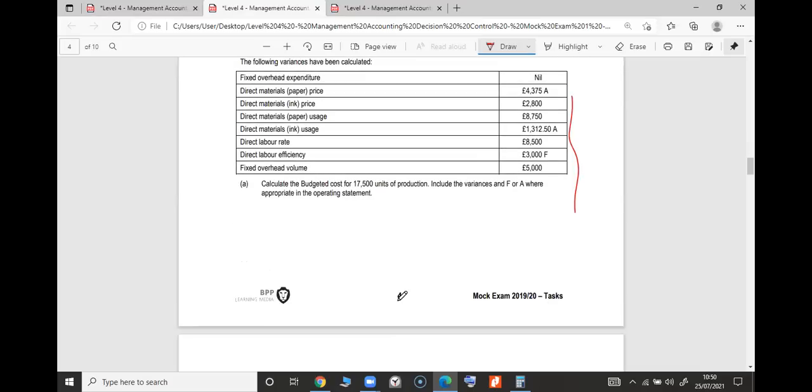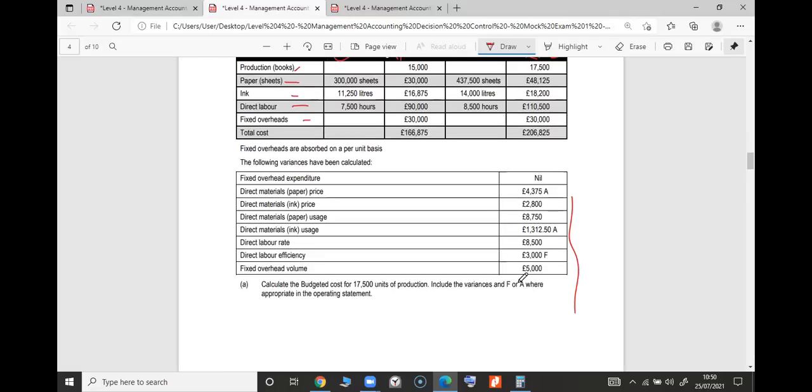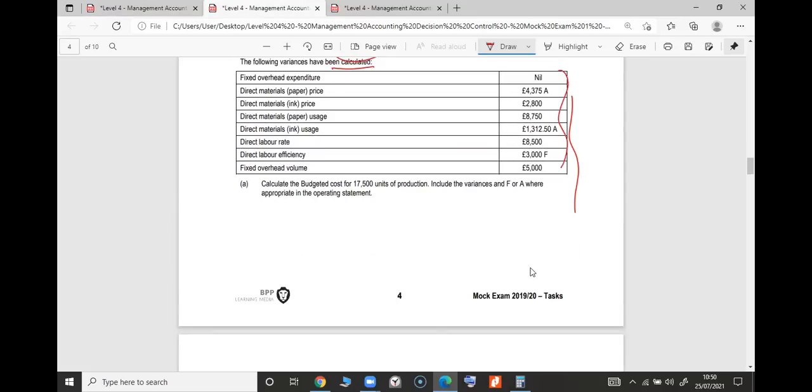Let's read the requirement first, because I can see this is an easy one. Budget is there, actual is there. Production is books, but you need paper and ink, labor, and fixed overheads. Fixed overheads are absorbed on a per unit basis. The following variances have been calculated. Already they found your variances. Calculate the budgeted cost for 7,500 units of production, including the variances, favorable or adverse, appropriate in the operating statement.